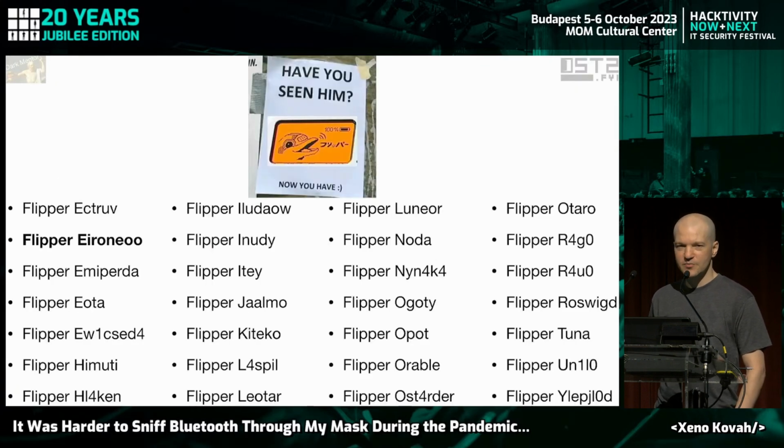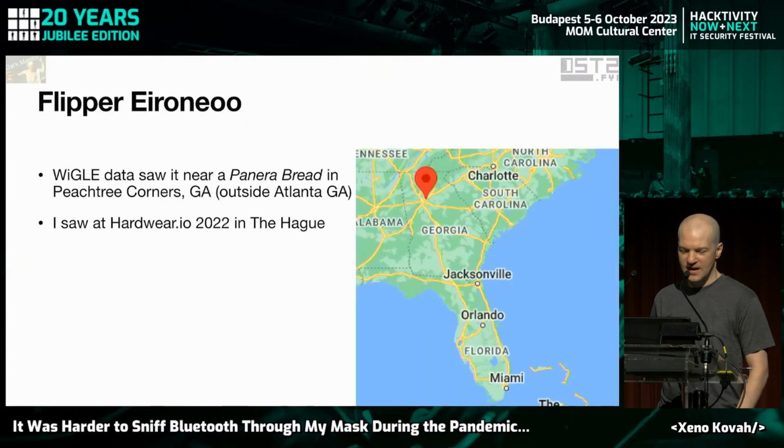So I first saw Flippers at hardware.io last year, and I just started putting these things into Wigle and saying, okay, has Wigle seen these Flipper devices anywhere else? And the second one turned out, I saw this Flipper device at hardware.io in the Netherlands last year, and then Wigle had seen it near a Panera Bread outside of Atlanta, Georgia. So we might reasonably infer that this hacker at the hacker conference lives over in Atlanta, Georgia.